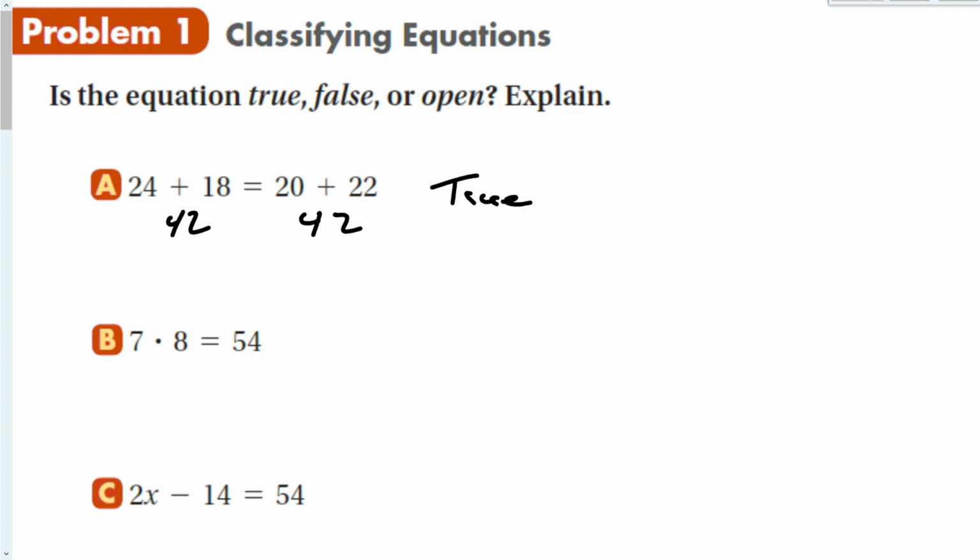Hopefully everybody knows that 7 times 8 is 56, and that is not equal to 54, right? If we have an equal sign with a nice slash through it, then that actually means not equal to. So this is false.